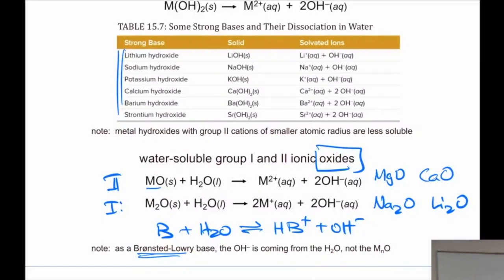Now you might say, wait a minute, why isn't that Arrhenius? Because we produced hydroxide ion. But this hydroxide ion is not coming from the base. It's coming from the water. It's left over because water was acting like an acid to donate the hydrogen.